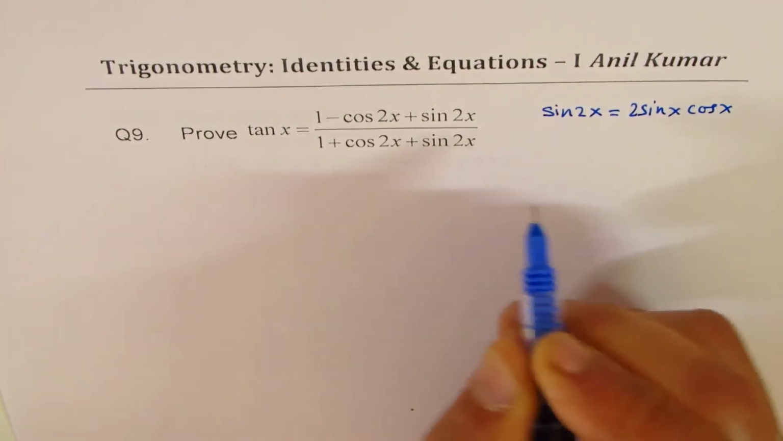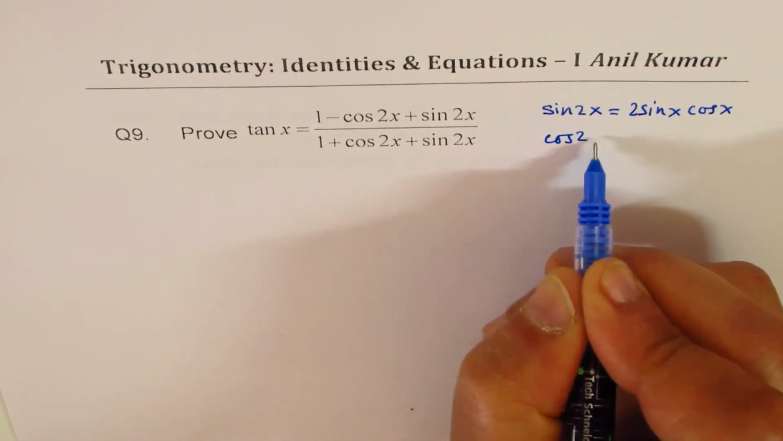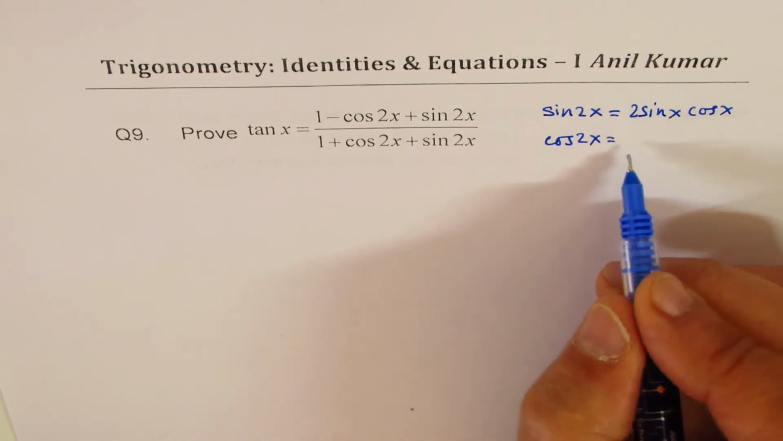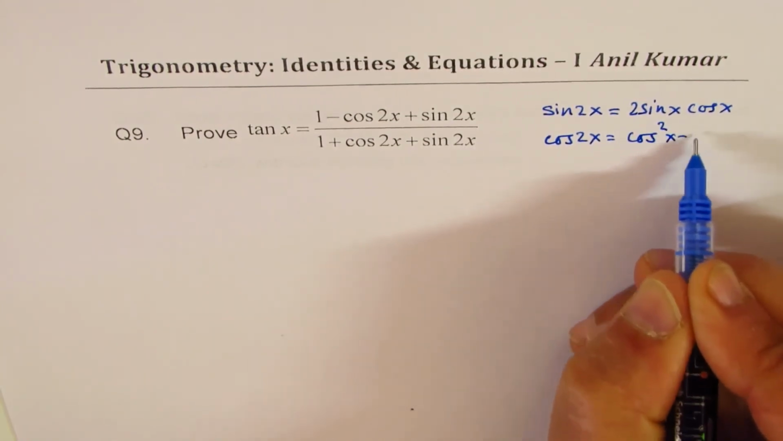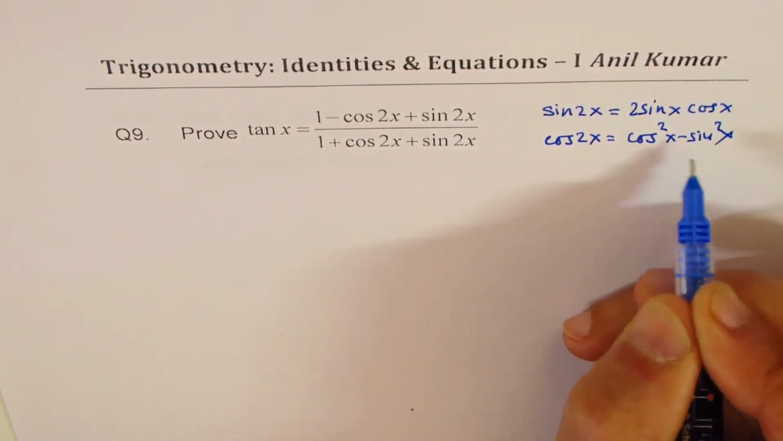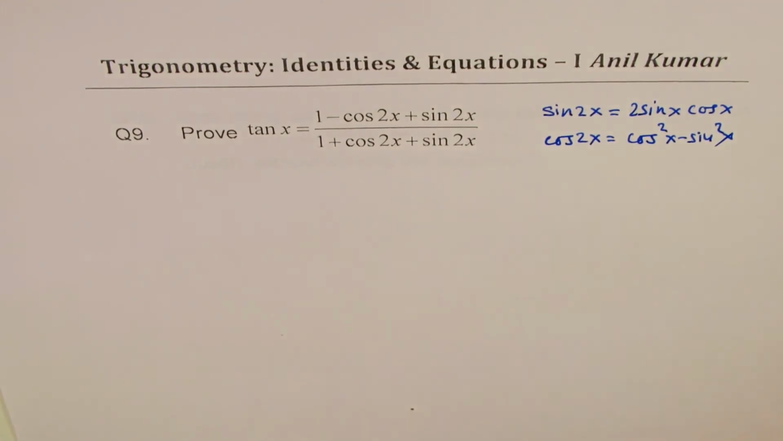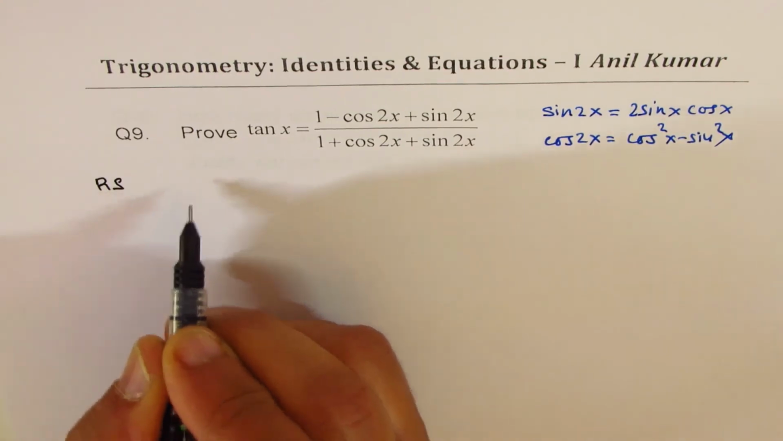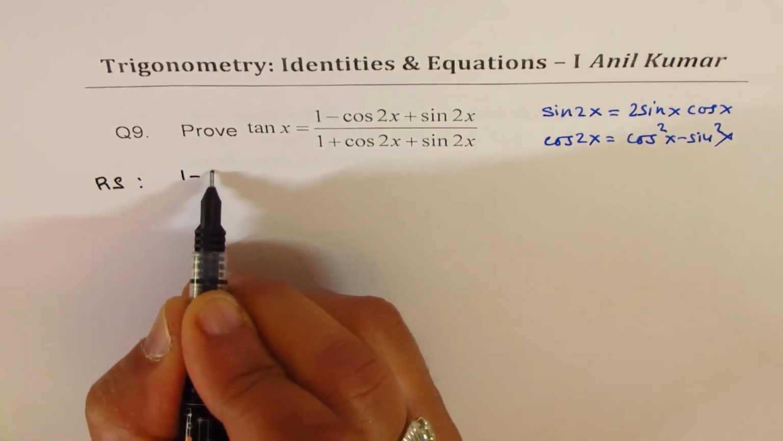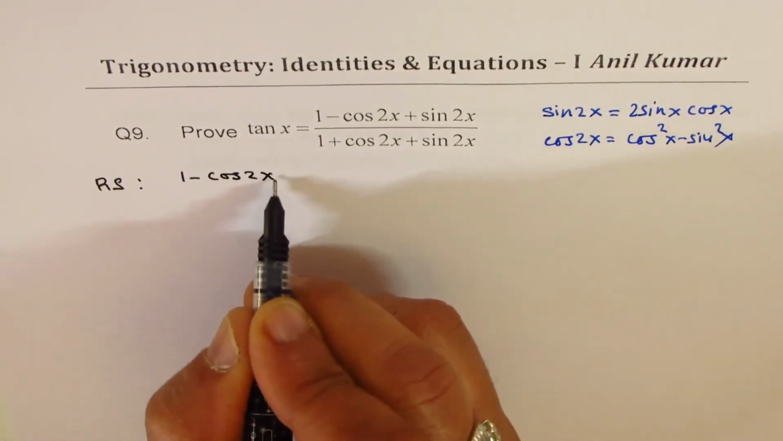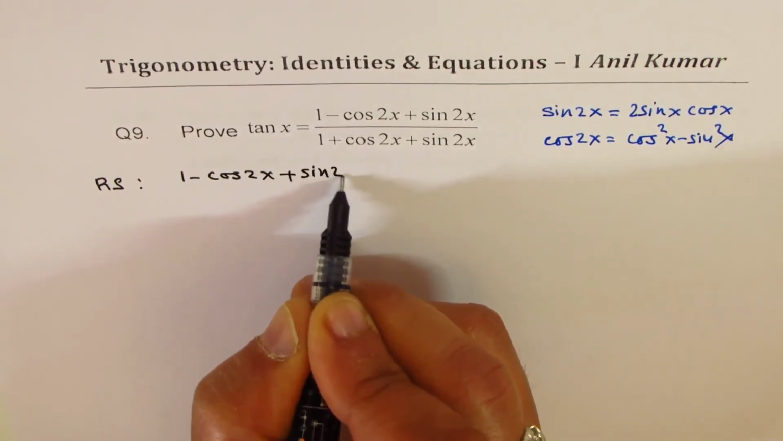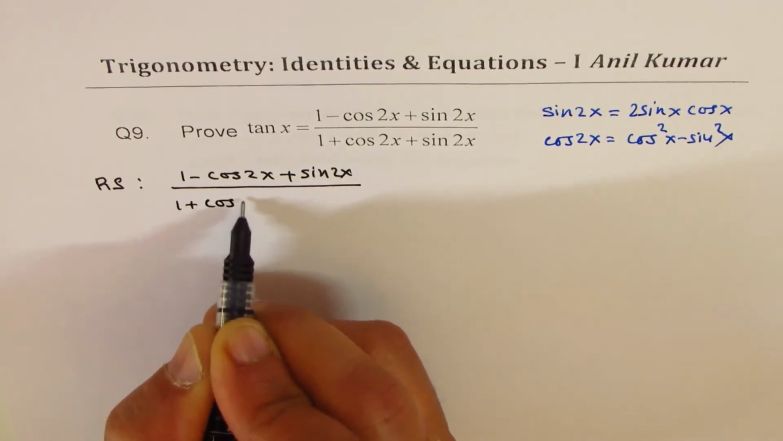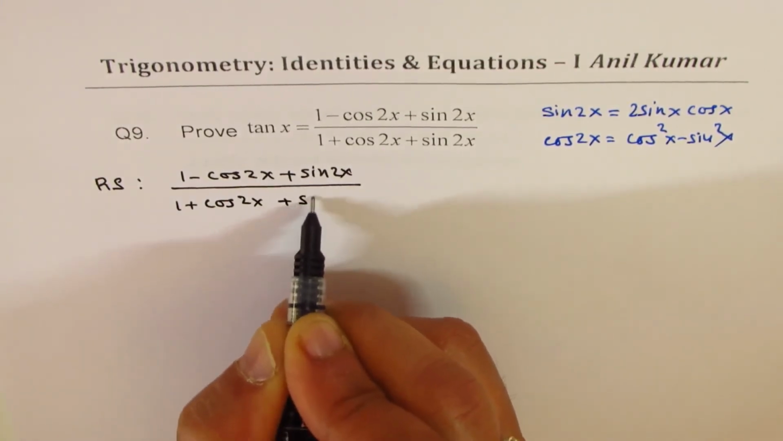And cos 2x, you could write different formulas for it. We could write cos²x - sin²x. Correct? So these are the two formulas which we are going to use now. So we'll begin with the right side, which is given to us as (1 - cos 2x + sin 2x) divided by (1 + cos 2x + sin 2x).